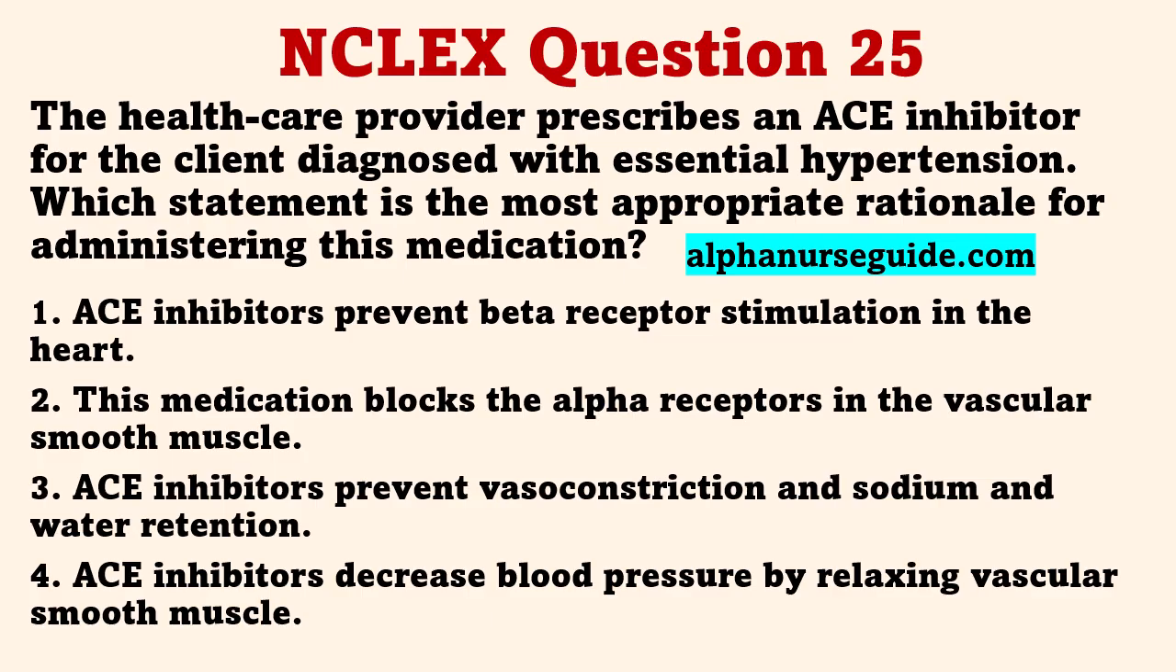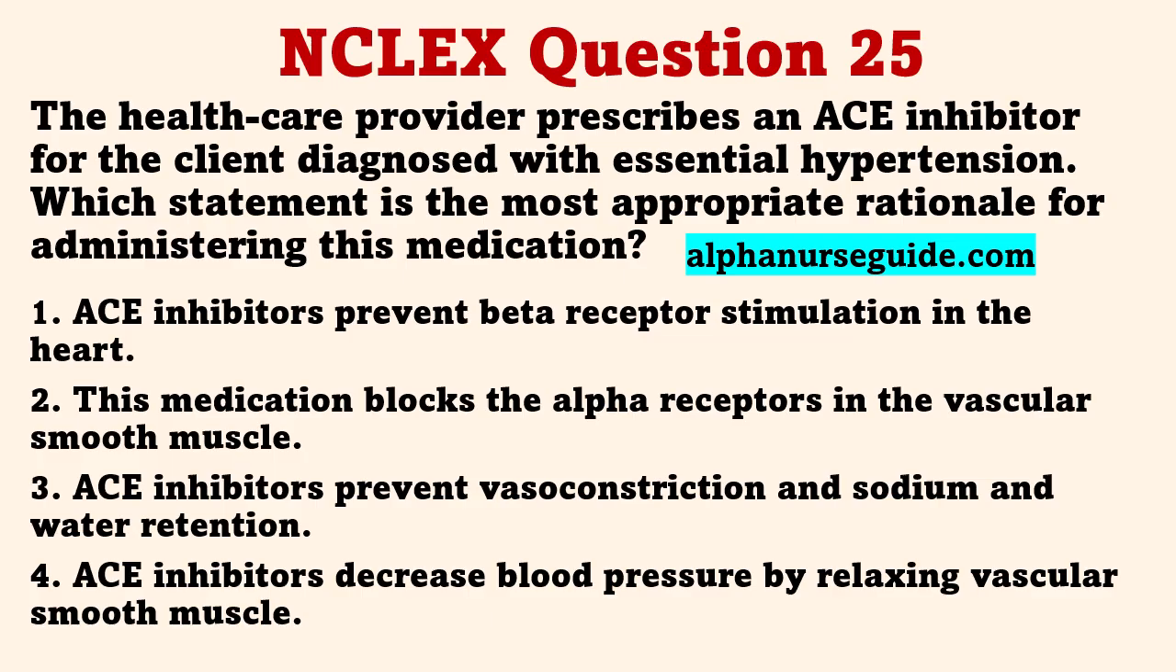The correct answer is 3. ACE inhibitors prevent vasoconstriction and sodium and water retention. Angiotensin-converting enzyme inhibitors prevent the conversion of angiotensin I to angiotensin II, and this, in turn, prevents vasoconstriction and sodium and water retention.